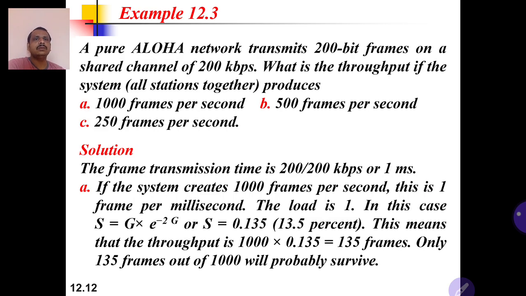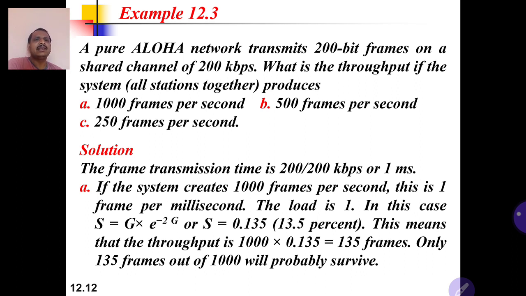Next we'll see a problem. A pure Aloha network transmits 200 bit frames on a shared channel of 200 kbps. The speed of transmission is 200 kbps. What is the throughput if the system, with all stations together, produces 1000 frames per second? Part A, 1000 frames per second; part B, 500 frames per second; part C, 250 frames per second.